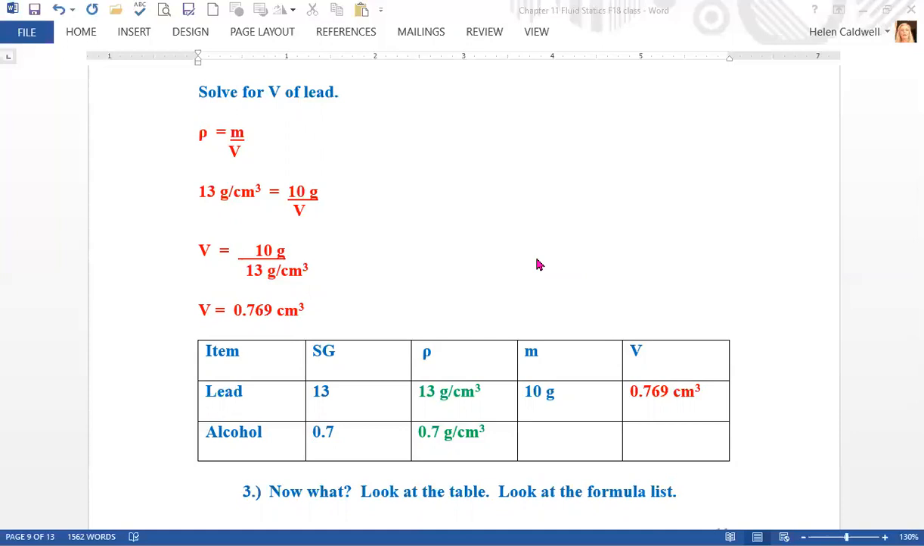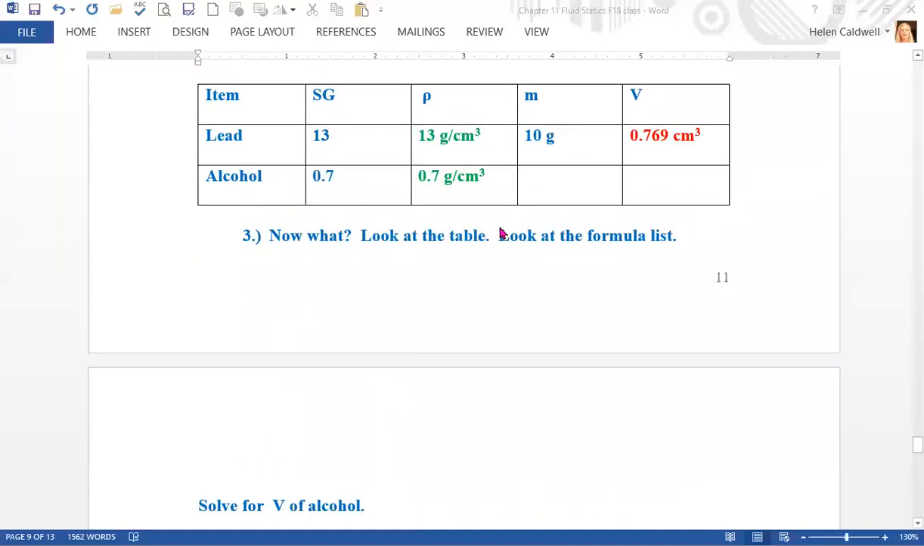So our object is lead. Its density is 13 grams per cubic centimeter. We are putting it in alcohol, which is only 0.7 grams per cubic centimeter. My object is going to float. So it is a floater. Floaters displace their own volume. That means the volume of the lead and the volume of the alcohol are the exact same.